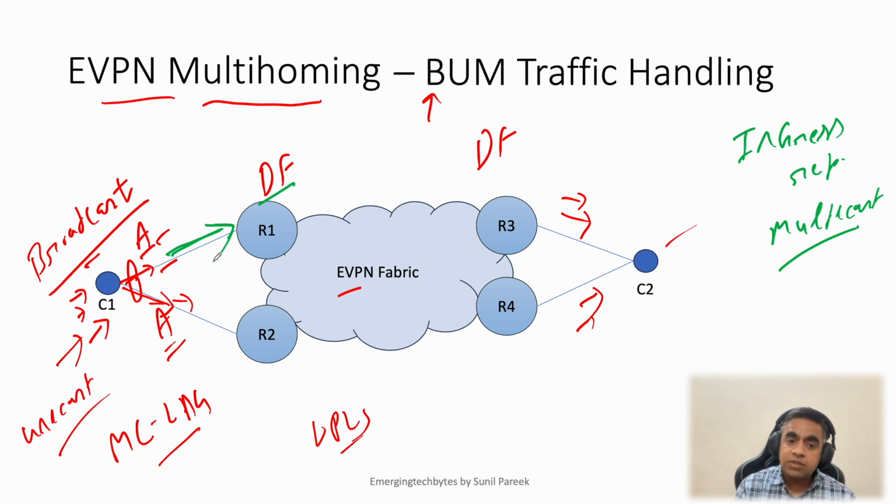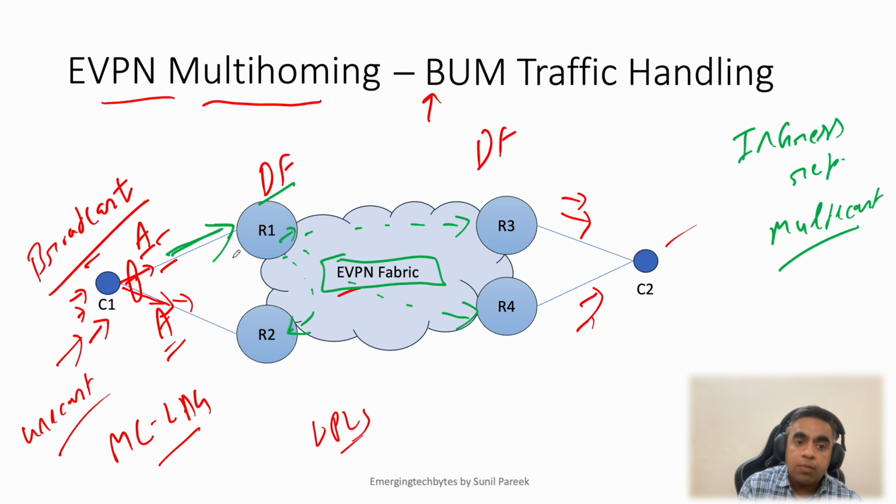When this broadcast comes on R1, it will send it towards R3, R1 will send it towards R4, and R1 will also send it to R2 via the EVPN fabric. And when R2 receives it, will R2 send it back to C1? The answer to that is no, because it is received via R1.